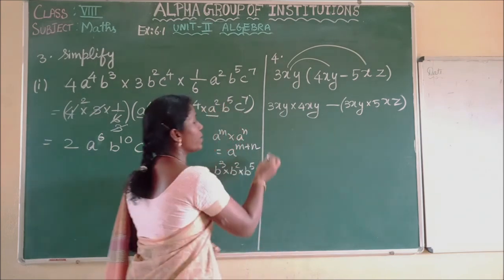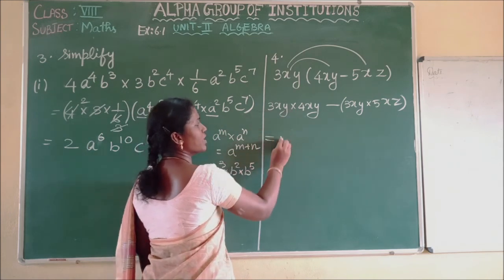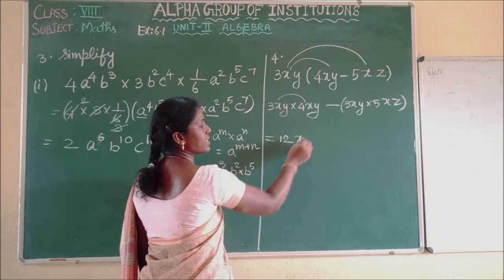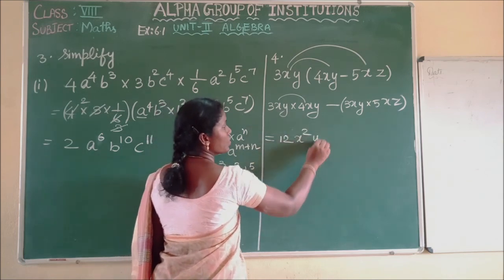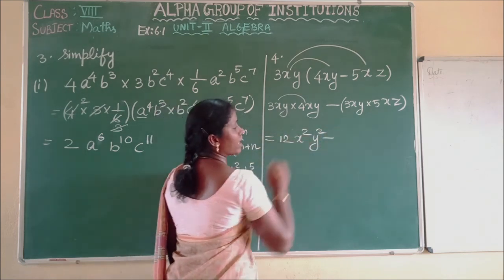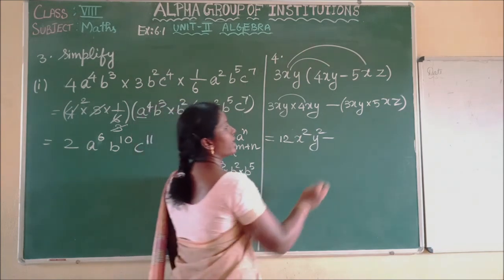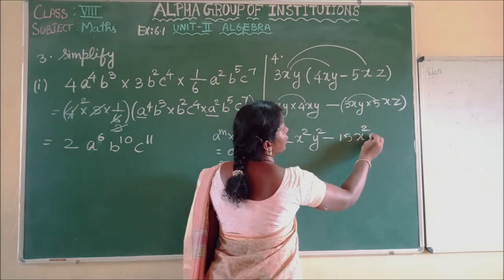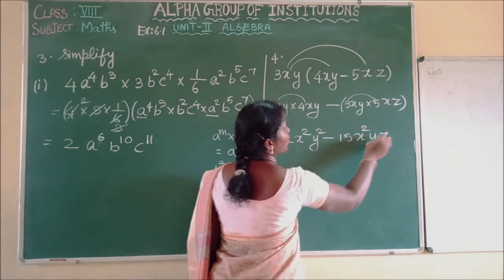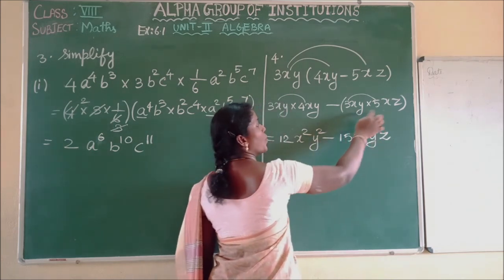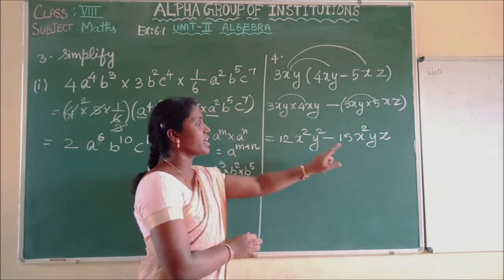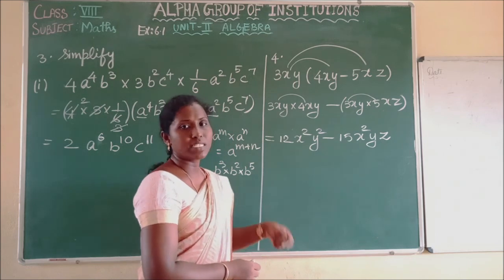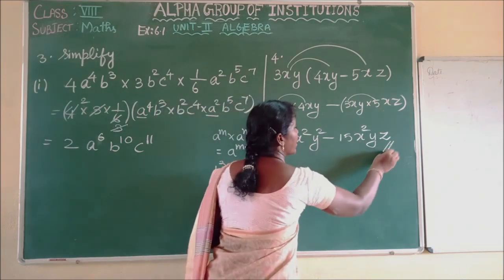Okay. Now multiply. 3 fours are 12. Two x terms are there: x into x is x^2. y into y is y^2. And we are having the negative symbol, the minus operation. Again multiply: 5 threes are 15. x^2 and y, z. Because x has the power, x into x. y and z are single terms; y and z are not like terms, so they cannot be added or subtracted. So this is the final answer.